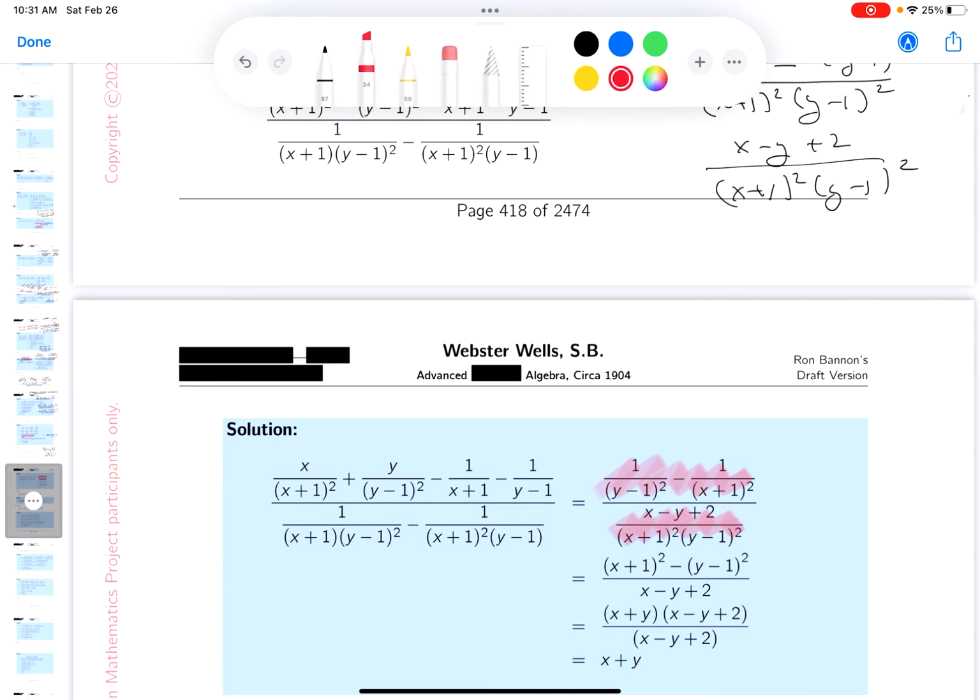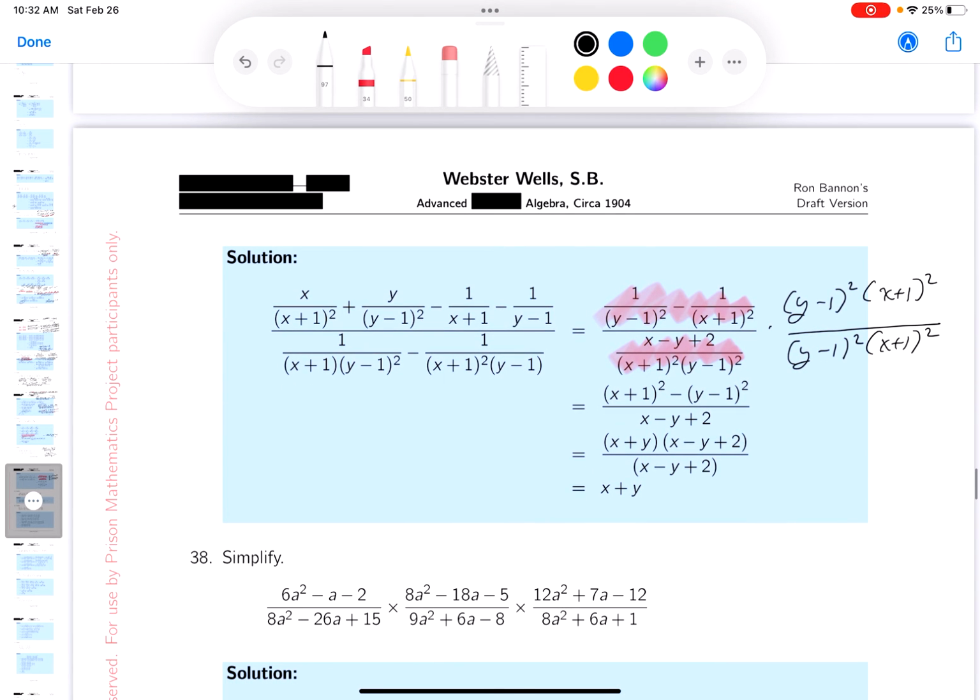I'm doing okay. Now, what do I notice about that? Which I really noticed from the beginning, by the way, but it's become a much easier problem for me. I'm going to multiply by what's called a minor LCD. Y minus 1 squared, x plus 1 squared, over y minus 1 squared, x plus 1 squared. All right? What would I get? Let's be careful. For the first term, I get x plus 1 squared on the top. For the second term on top, I get minus y minus 1 squared. That's done. On the bottom, it's really simple. It just becomes x minus y plus 2.